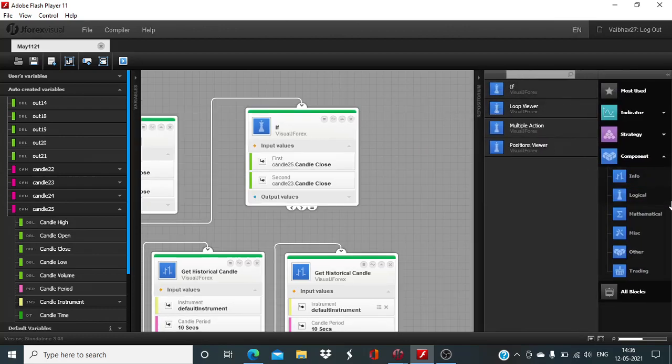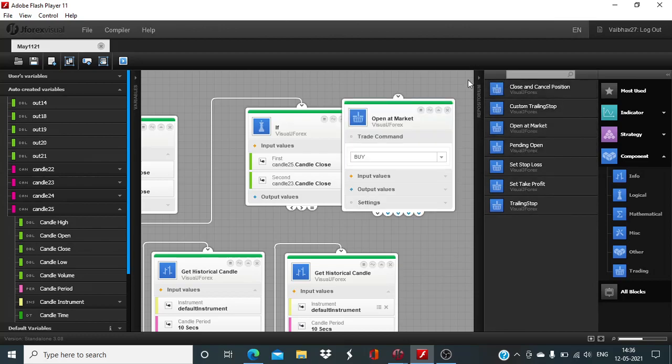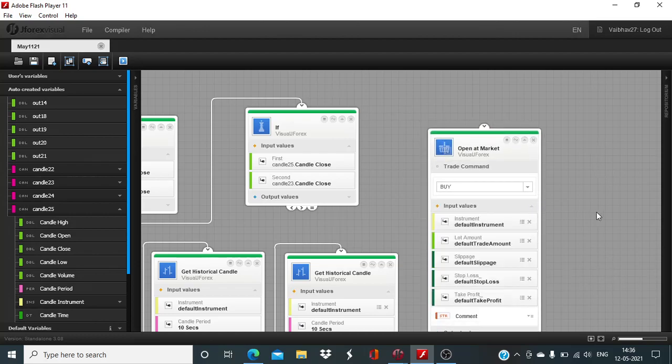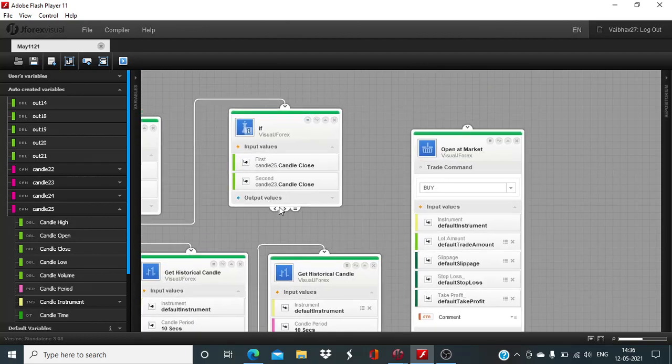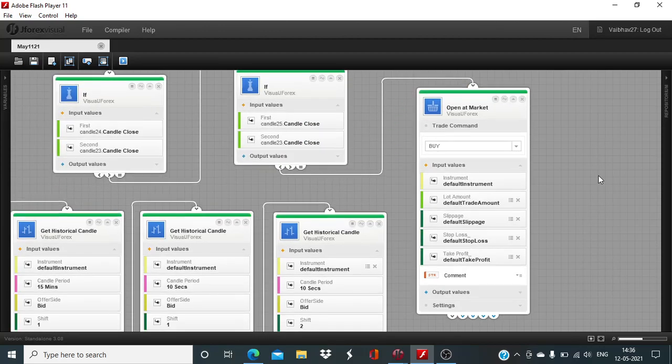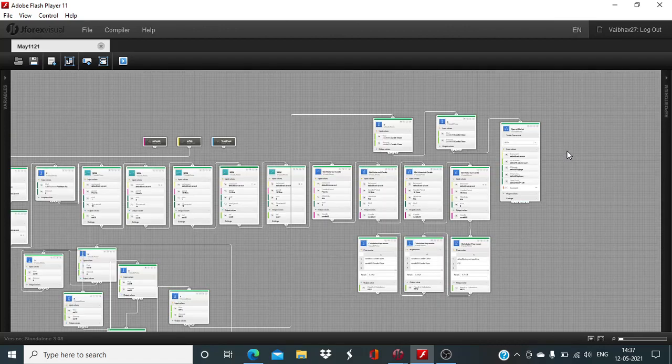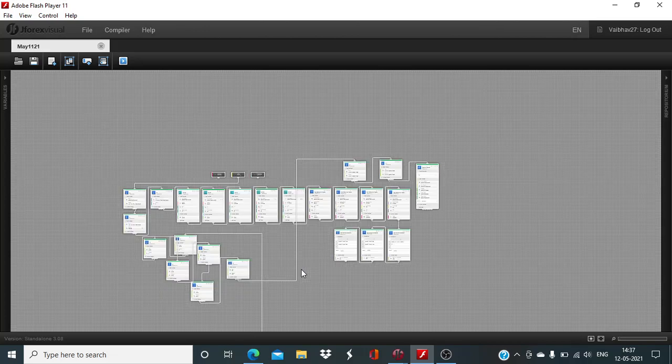And after that we will take the trading block, open at market, first input less than second input. So now we need to define these input values. Prior to that, let us arrange these if blocks.